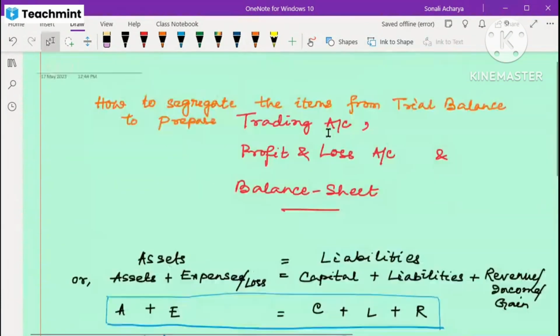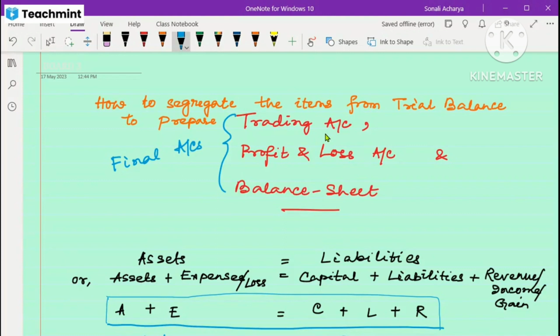Okay, so these three are known as final accounts. When a question says prepare final accounts, then what are the three items that we have to prepare? We have to prepare the trading account, we have to prepare the profit and loss account and the balance sheet. This is not an account, but this is a statement. It is a picture of the business that is lying at the end of a certain period.